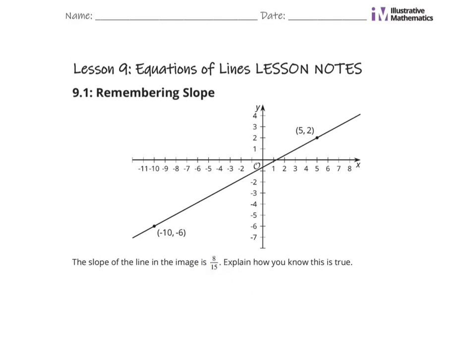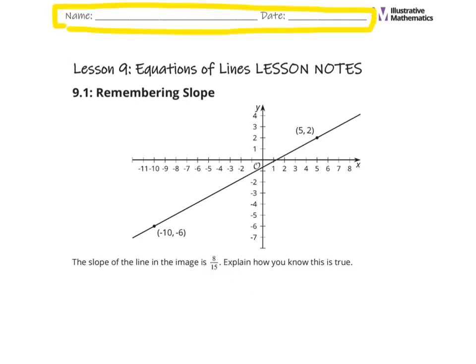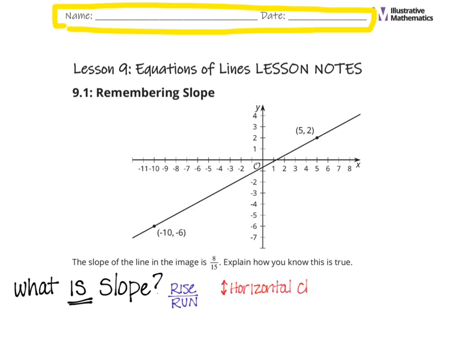Well, I want us to think about the fact that I'm asking you, and don't forget, always put your name and date on your paper, but I'm asking you to explain what slope is. One of the things we know is that slope is the rise over the run. We also think of the rise being the vertical change, and the run the horizontal change that might be happening in this graph.